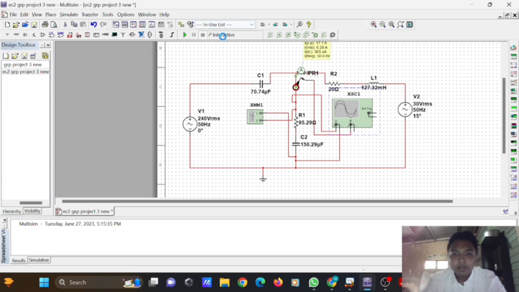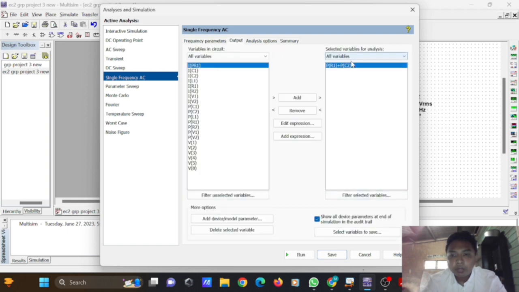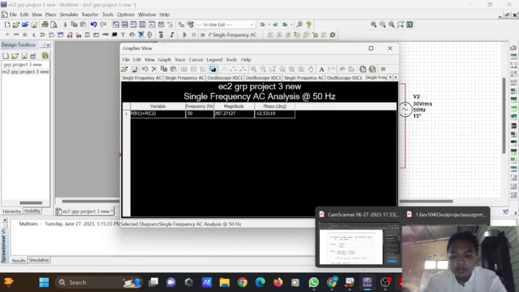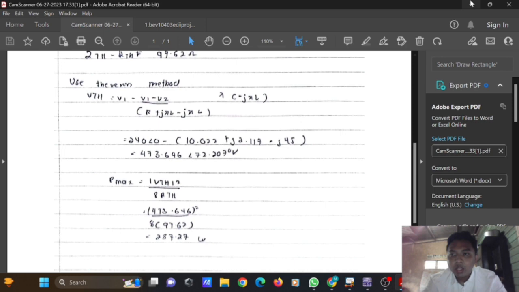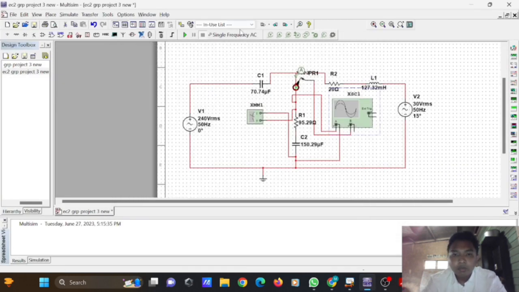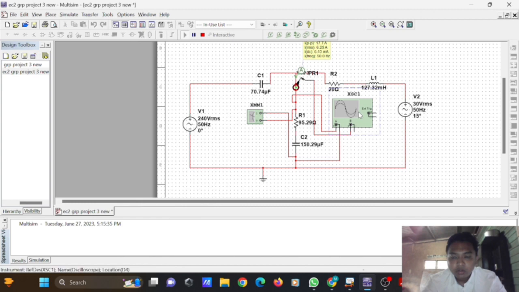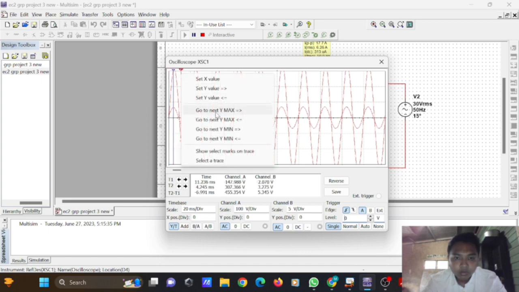After that, we click here, single AC output. We pick PR1 plus PC2. Okay, we run. So the answer we get here is 287.27. The answer in simulation and calculation is same. After that, we see the waveform to find the peak of voltage and current. Click here, interactive simulation, and run. Click the oscilloscope. As you can see here, we move here to find the next peak.